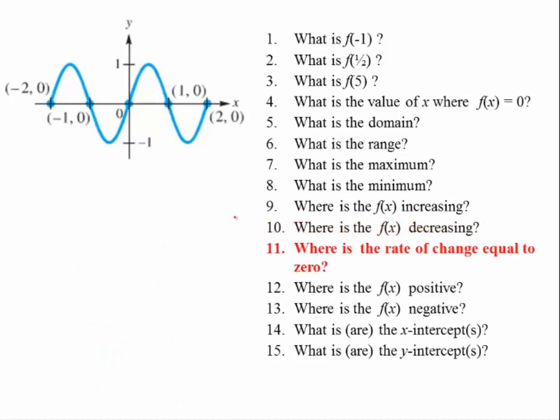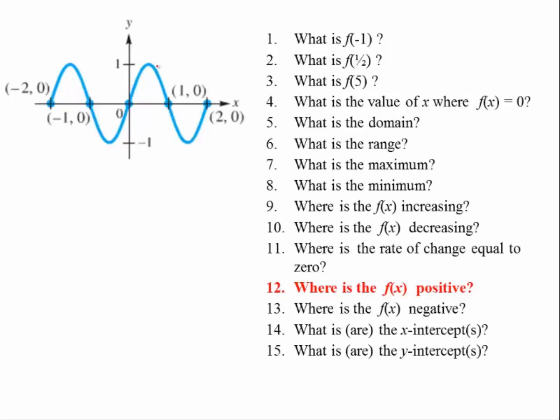Number 11, where is the rate of change equal to 0? That means where on this function is the slope equal to 0, and that's a horizontal part. There isn't one, so the answer to number 11 is there isn't a place on the graph where the rate of change is 0. Number 12, where is f of x positive?